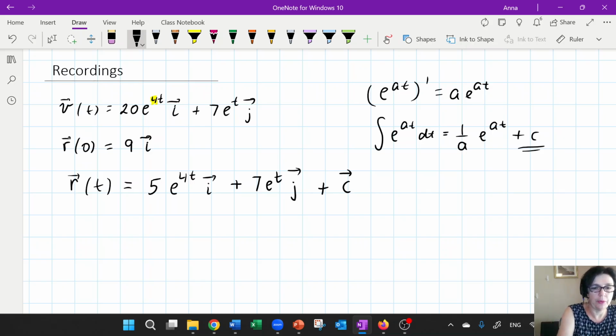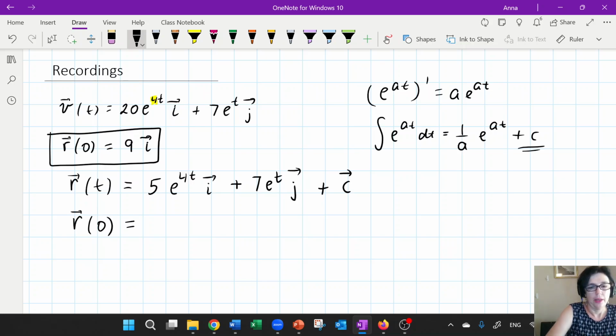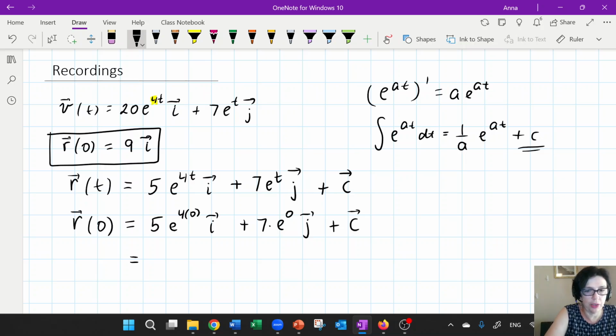Well, how do we find it? We find it from the initial condition. Let's go ahead and substitute 0 for t. What do we get? We get 5 e to the 4 multiplied by 0, i, plus 7 e to the 0, j, and then plus c. Now, e to the power 0, don't tell me it's 0 because it's not, it's 1. So we get 5i plus 7j, and plus this unknown constant vector c.